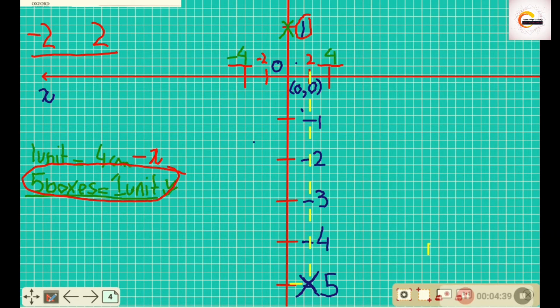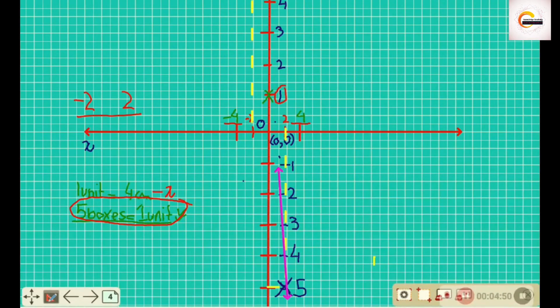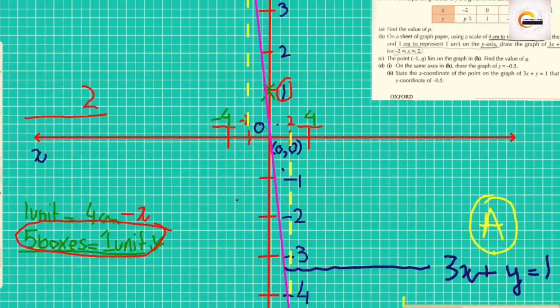We can plot the third point as well, but I am just directly going to make a line that represents our equation. So this is going to be our line that represents the equation, and its equation is 3x plus y is equal to 1. Let's get to question number C.